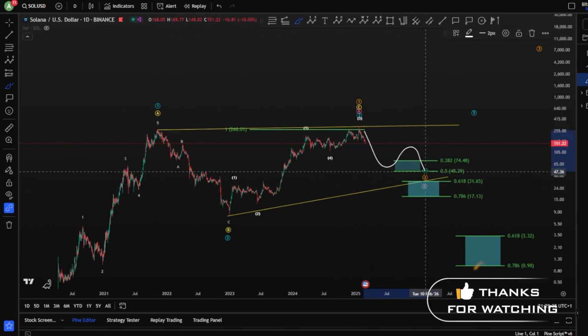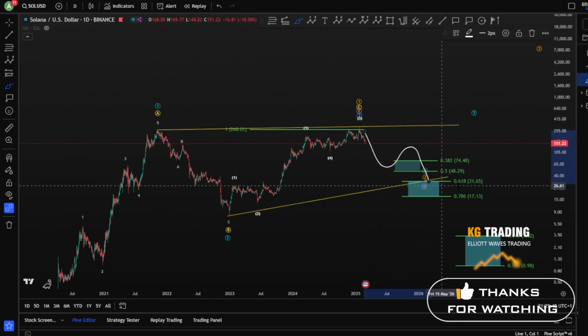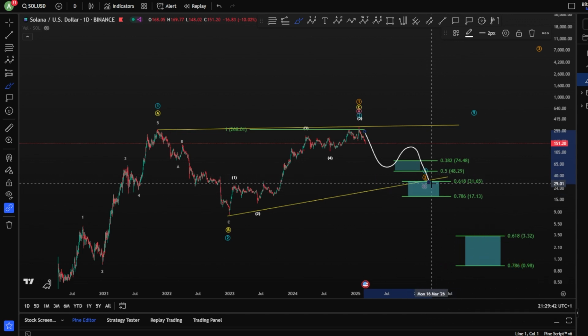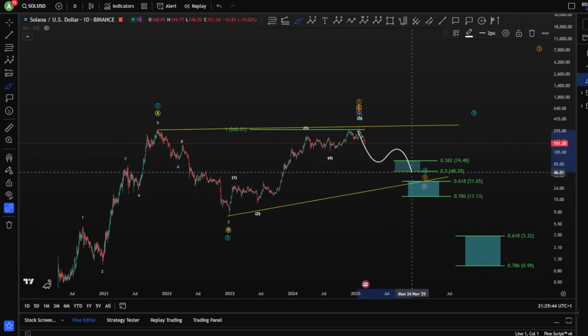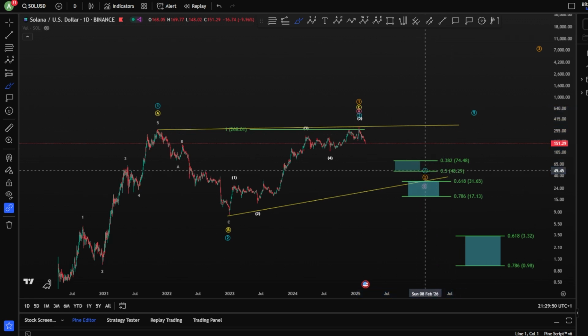We're looking definitely for 3 waves toward the downside. Probably 0.618 would be a perfect fib level for the 3 waves, or even between the 0.5 and 0.618, and then moving toward the upside.